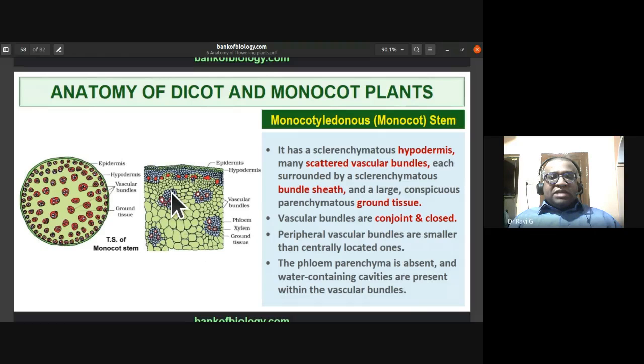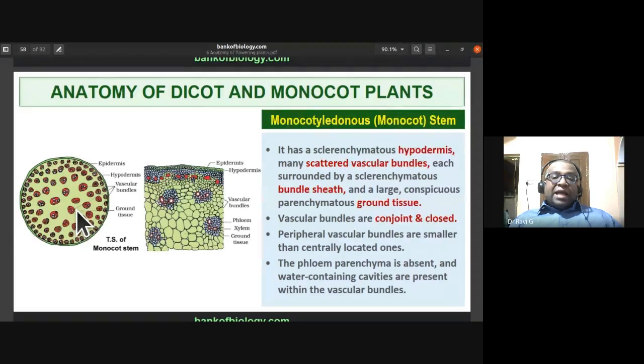So what is the vascular bundle? Conjoint and closed type of vascular bundle. Conjoint because phloem and xylem are in the same radii, and closed because they do not have cambium. The peripheral vascular bundles are smaller, whereas the centrally located ones are larger. The phloem parenchyma is absent. That is one unique thing that you should remember: in the monocot stem, you don't find the phloem parenchyma.